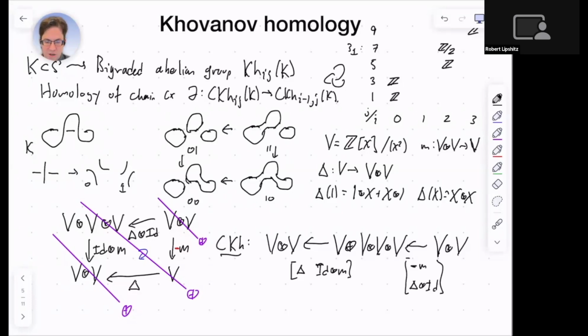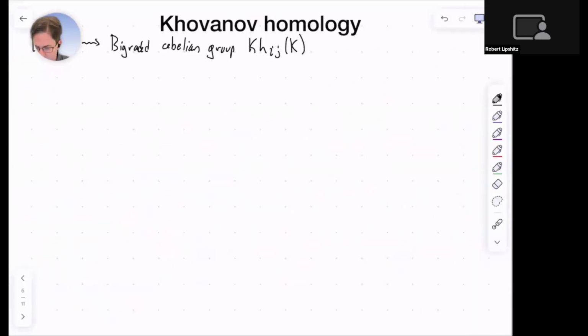I didn't tell you the bigradings, but the bigradings are also fairly simple, and taking its homology gives you Khovanov homology. So it's a sort of simple combinatorial construction from a knot. And if you've seen the Jones polynomial and its construction in terms of resolutions, this looks similar to the Kauffman bracket. So again, one's supposed to get a bigraded abelian group associated to a knot.